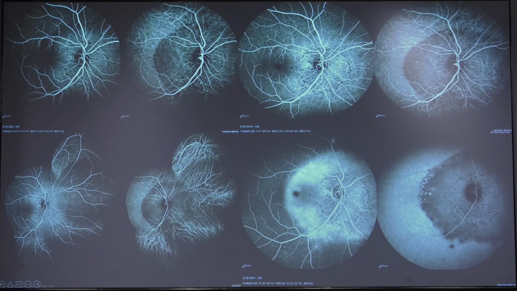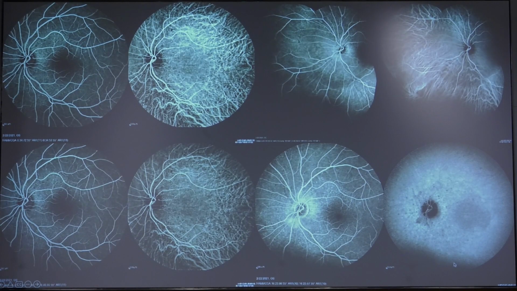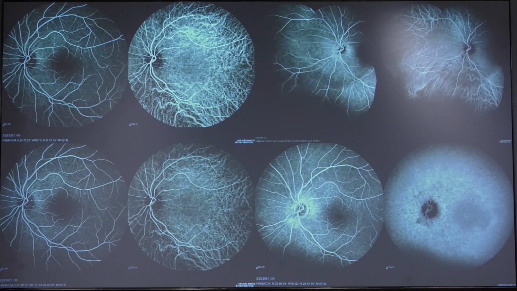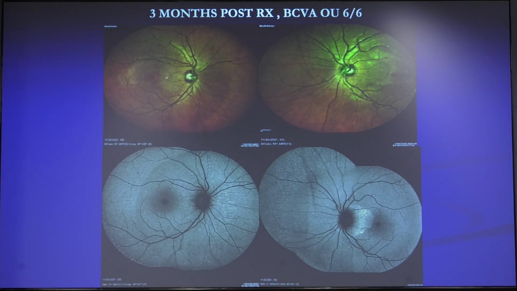You can see actually a tri-zone. Three zones are there, in which there is a hypo and a hyper and then again a hypo, in the juxtapapillary area and also nasal to the disc. On the ICG you get a very clear-cut area of hypofluorescence, which is quite remarkable. A similar picture is in the left eye, but it was more chronic, whereas the right eye is more of an acute presentation. And 3 months post-treatment, vision in both eyes became 6/6.